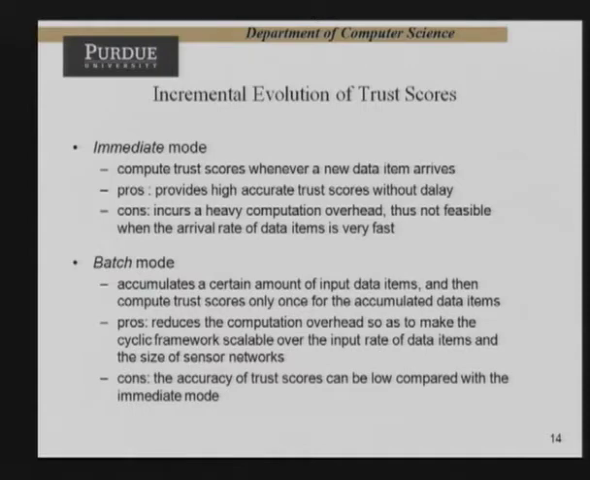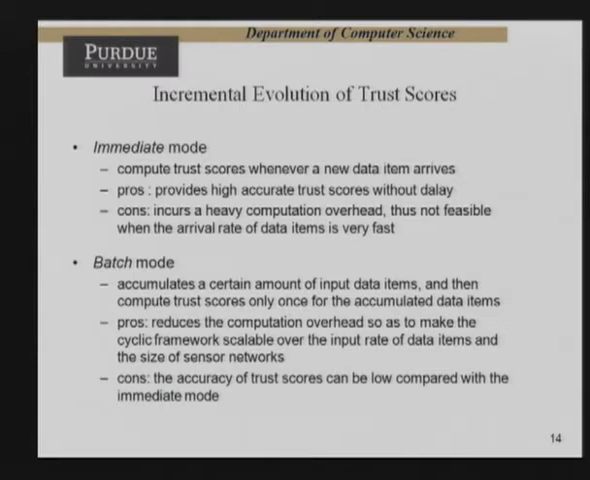Let's think about this. If 1,000 data items arrive within 1 second, then it means that we compute everything 1,000 times within one second. That is not feasible in large-scale sensor networks, or a sensor network with a very fast input rate. And the alternative approach is the batch mode.